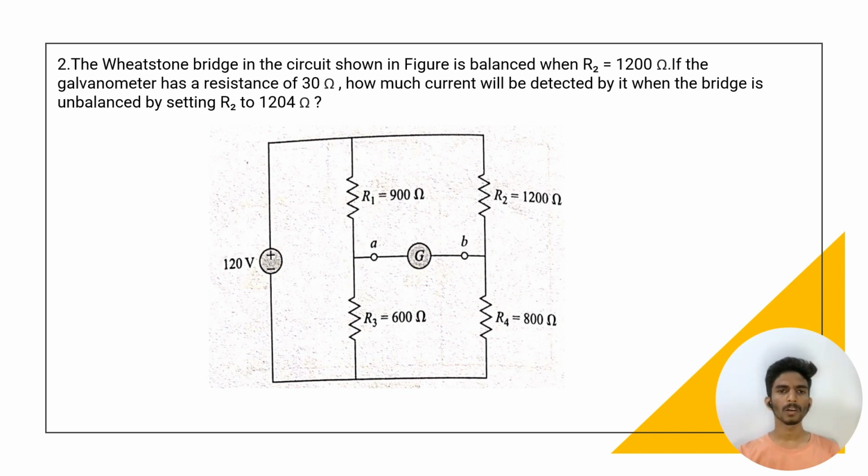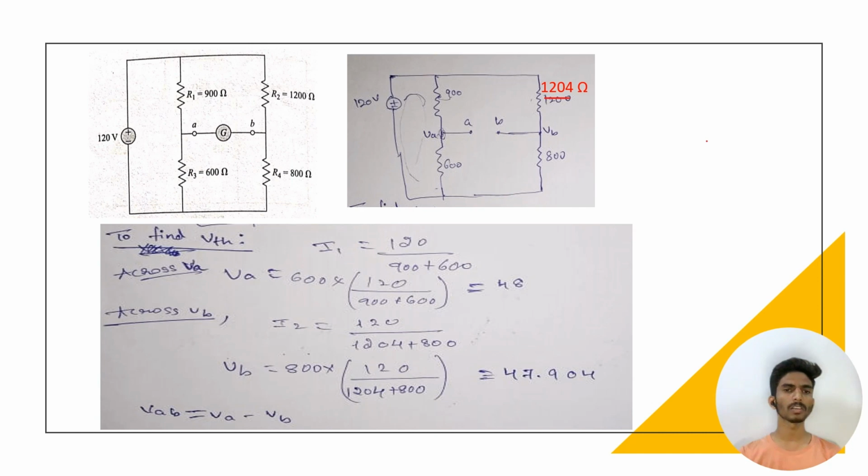R2 to 1204 ohm means the Wheatstone bridge was balanced when R2 was equal to 1200 ohm. We are replacing this 1200 ohm with 1204 ohm, and we are calculating how much current will be detected. As you can see, we are replacing R2 from 1200 to 1204 ohm. Now the Wheatstone bridge is unbalanced.